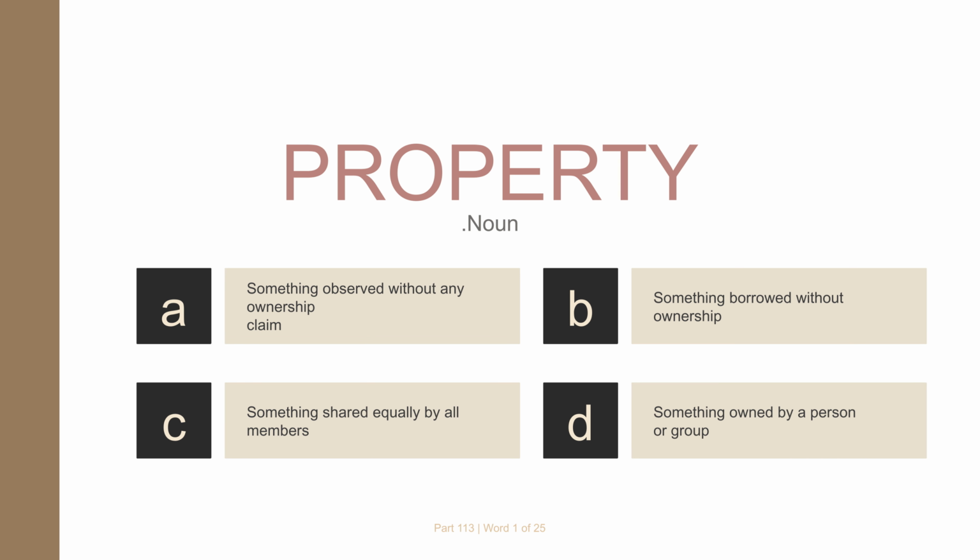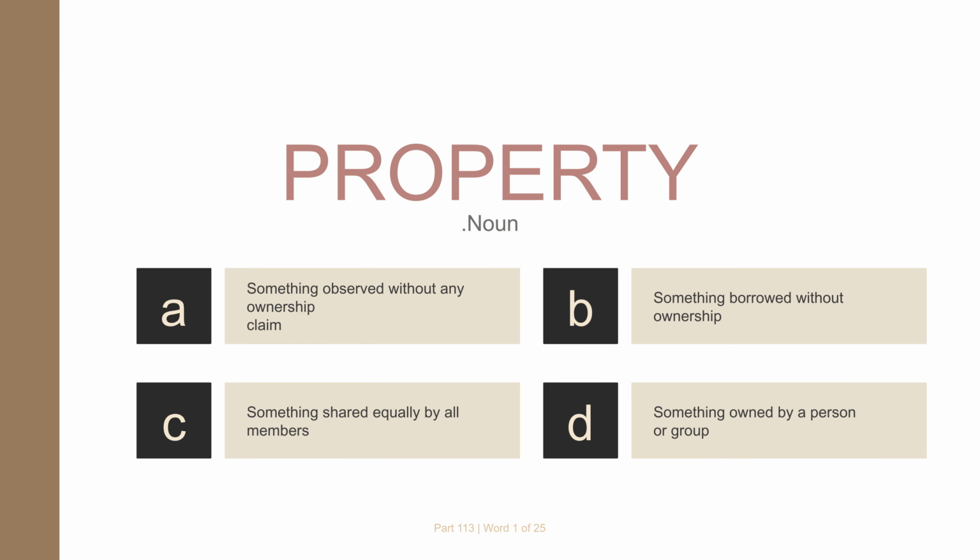What is the meaning of property? Option A. Something observed without any ownership claim. Option B. Something borrowed without ownership. Option C. Something shared equally by all members. Option D. Something owned by a person or group.